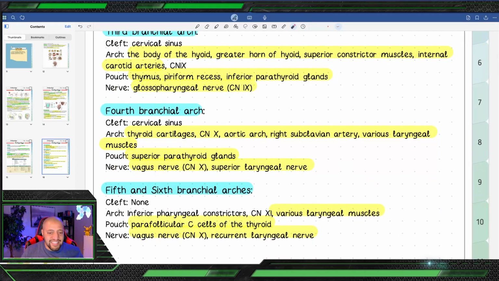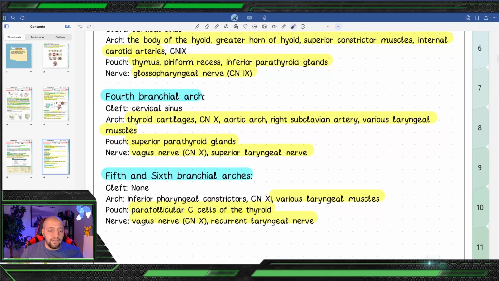Fifth and sixth branchial arch: cleft, nothing. The arch will give us the inferior pharyngeal constrictor, the cranial nerve related to cranial nerve number 10 and number 11, and various laryngeal muscles. Pouch: parafollicular cells of the thyroid gland, and vagus nerve number 10, and recurrent laryngeal nerve. I remember in one cycle they asked about this vagus nerve.